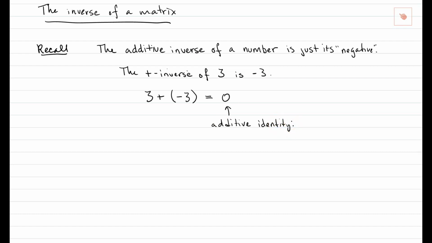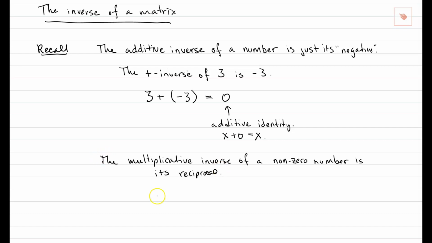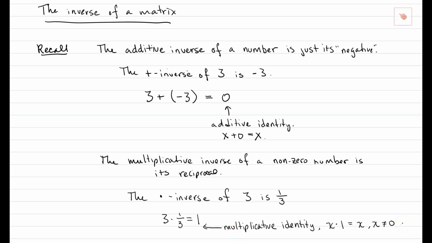And 0 is the additive identity because if we add 0 to any number, we just get that number back unchanged. Numbers also have a multiplicative inverse, well, all the non-zero numbers, and the multiplicative inverse of a number is its reciprocal. So, for example, the multiplicative inverse of 3 is 1/3. And that's because if we multiply 3 by 1/3, we get the multiplicative identity, which is 1. And 1 is called the multiplicative identity because if we multiply anything by 1, we just get the same number back, assuming that we're multiplying a non-zero thing by 1.